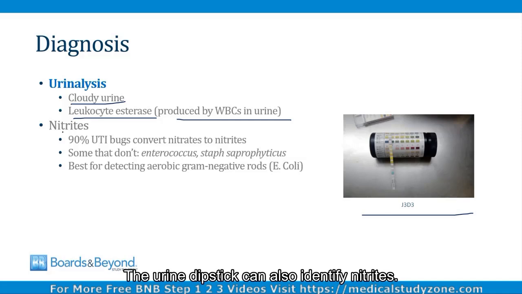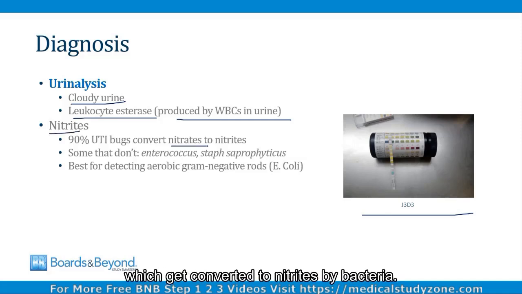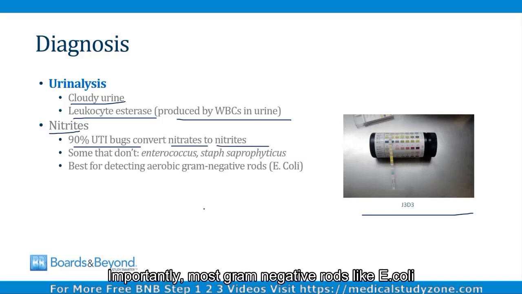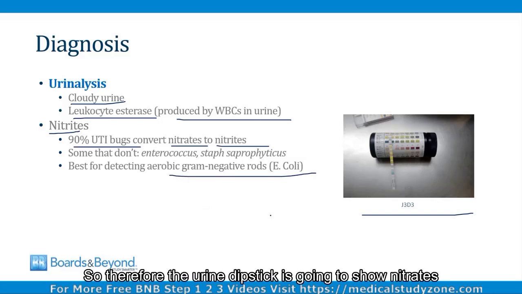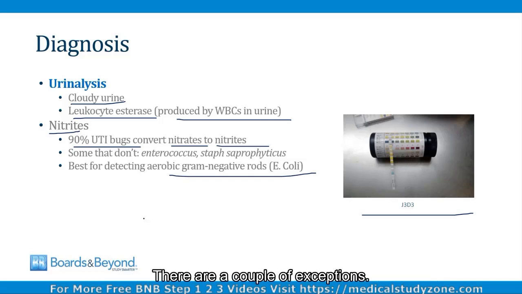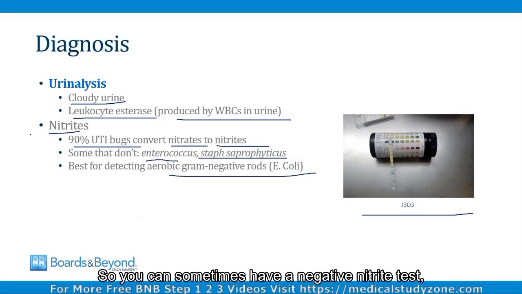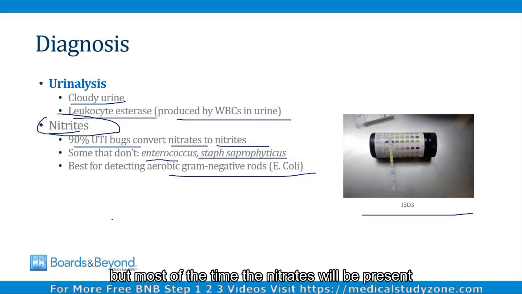The urine dipstick can also identify nitrites. Nitrites are produced from nitrates, which get converted to nitrites by bacteria, and 90% of UTI bugs can make nitrites. Importantly, most gram-negative rods like E. coli can make nitrites, so therefore the urine dipstick is going to show nitrites in the majority of cases. There are a couple of exceptions. Enterococcus and Staph saprophyticus do not make nitrites, so you can sometimes have a negative nitrite test, but most of the time the nitrites will be present in a patient who has a urinary infection.